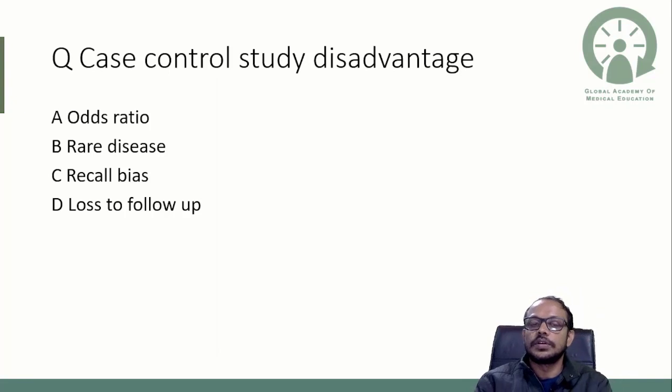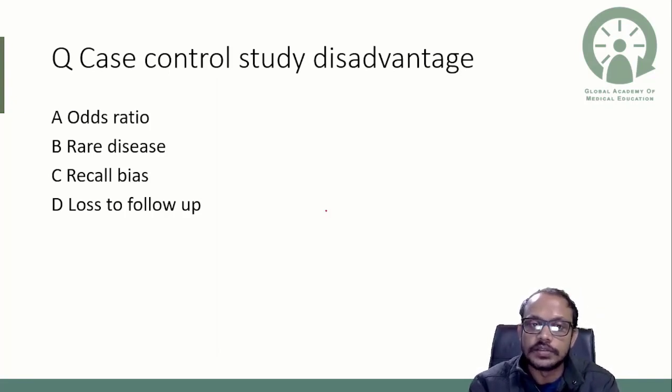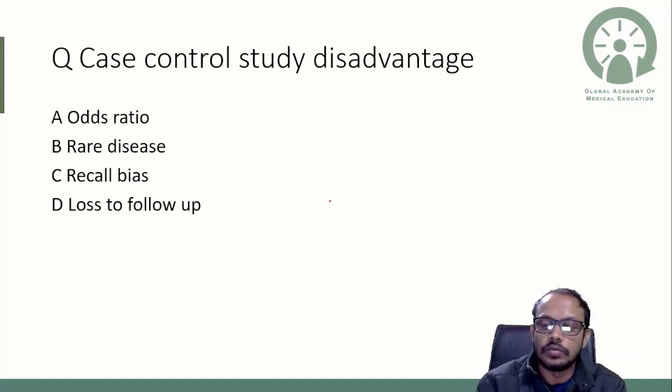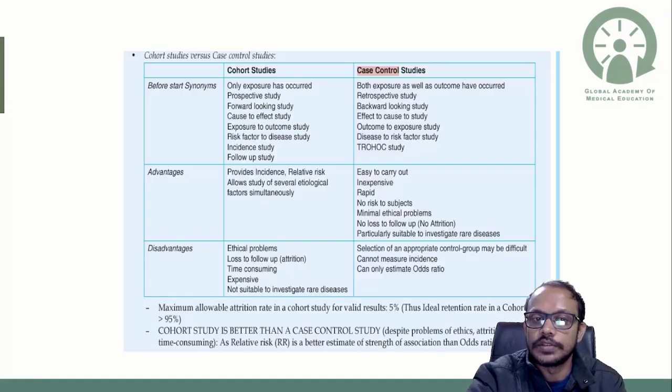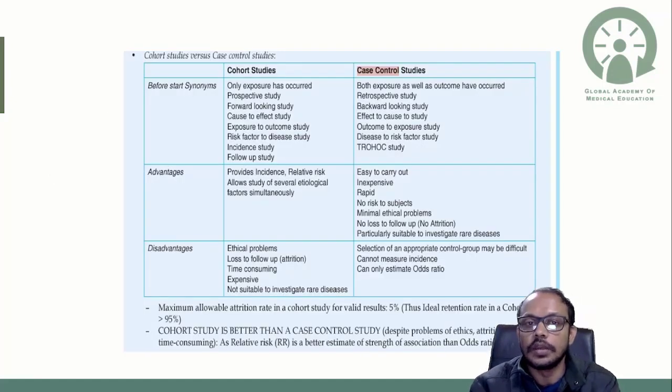Coming to the next question, the other question was on the case control study. What are the disadvantages? I have tried to teach you the case control study and the cohort study in detail. Here you can see that cohort studies are forward looking studies, and case control studies are backward looking studies. It's called a retrospective study, and the cohort is called a prospective study. In case control studies, the disease has already occurred.